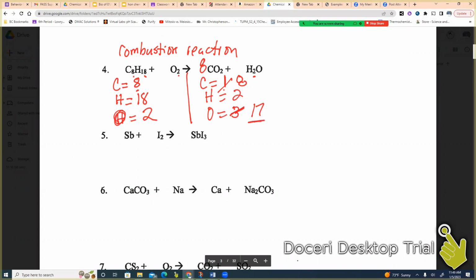Another thing that's going to make it difficult is you're going to have oxygen as an odd number. And no matter what I put in front of this diatomic, it's going to have to be an even number. So that's another thing that's going to make this a little bit harder. All right, 18 hydrogen, only 2 here. So I'm going to put a 9 in front of here. 9 times 2 is going to give me 18.